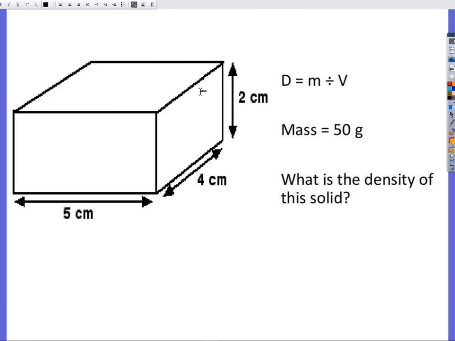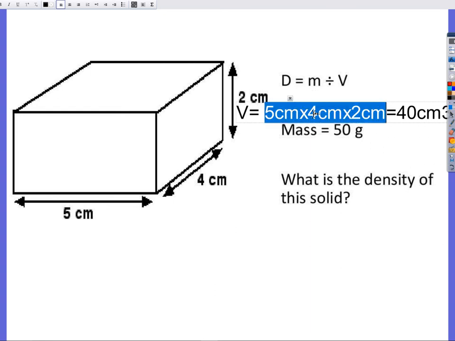In the next one, we have the volume of a regularly shaped object is our first step. So you have 5 centimeters, 4 centimeters, and 2 centimeters. You find the volume by taking length times width times height. So I'm going to take 5 centimeters times 4 centimeters times 2 centimeters. And 5 times 4 is 20, 20 times 2 is 40. So you're going to get 40 centimeters cubed. And you get cubed because you have centimeters listed 3 times, which is why you have to have cm3 because it's a 3D object.